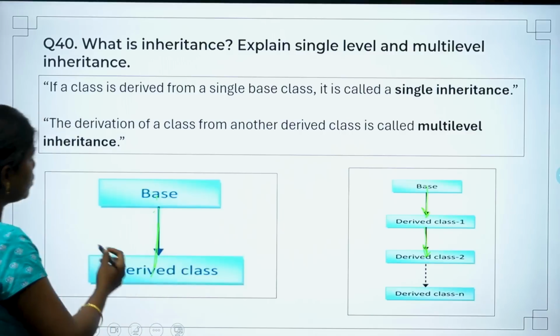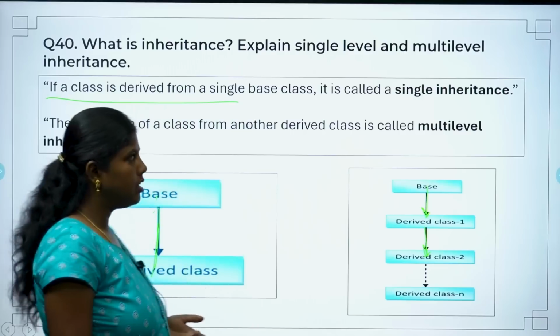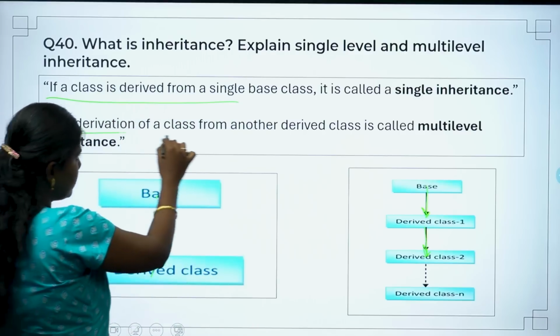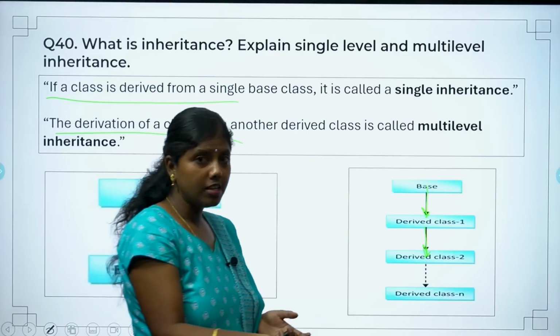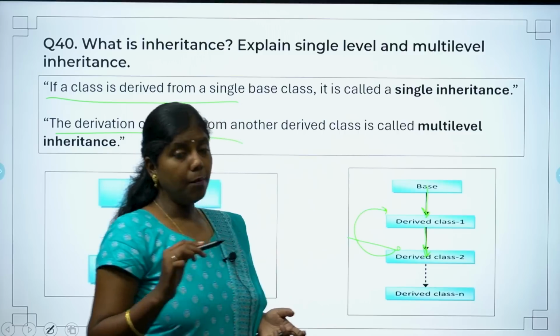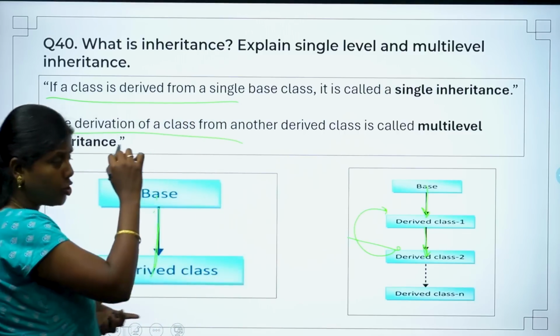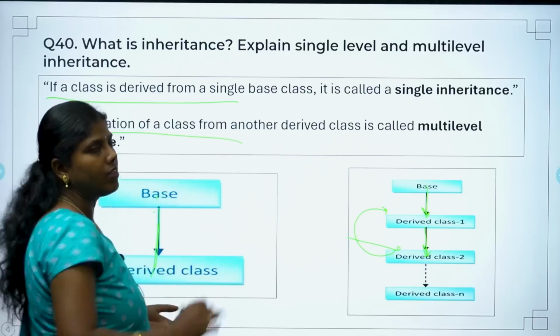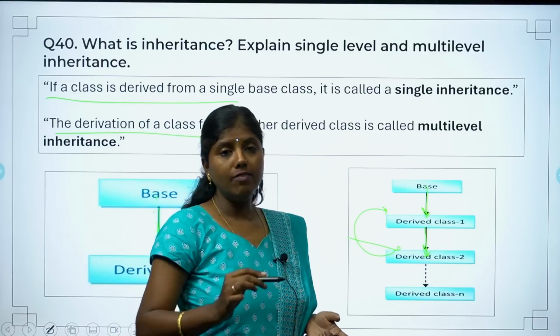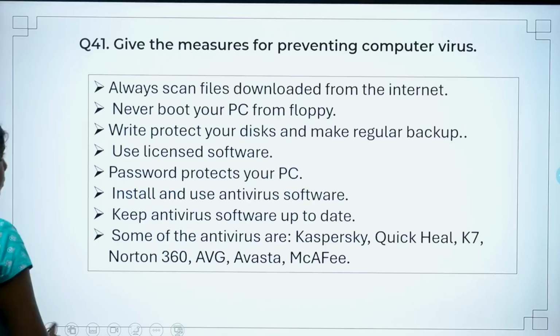You can see the definition here. A class which is derived from a single base class is called single level inheritance or single inheritance. Derivation of a class from another derived class is known as multi-level inheritance. Is the point clear? So we'll go to the next question.